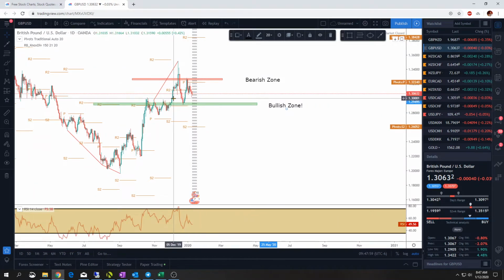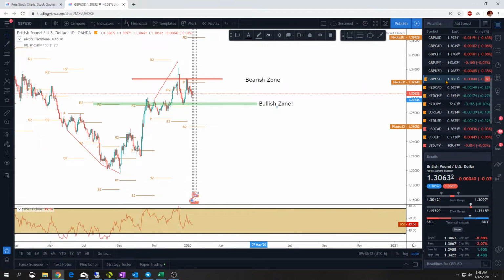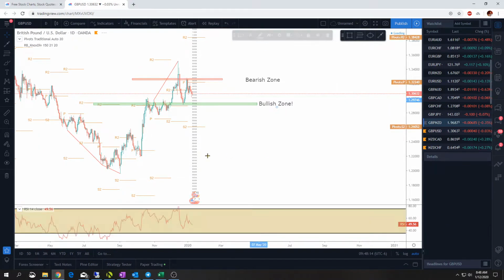And I love to channel trade between these two ranges. So if we get pulled down into this bullish area, I'm going to look to be bullish from there. But right now, can't really see any.